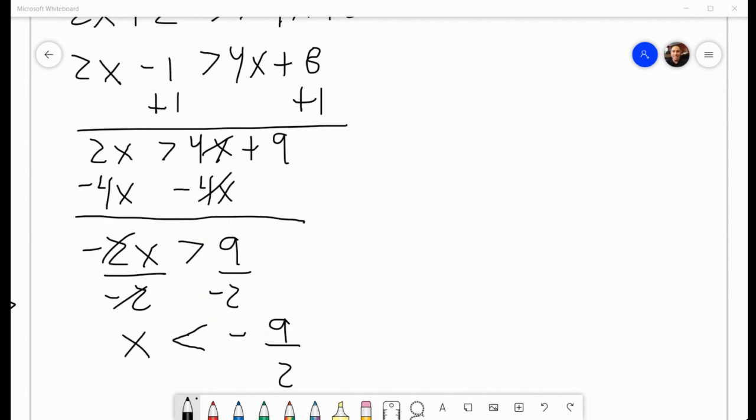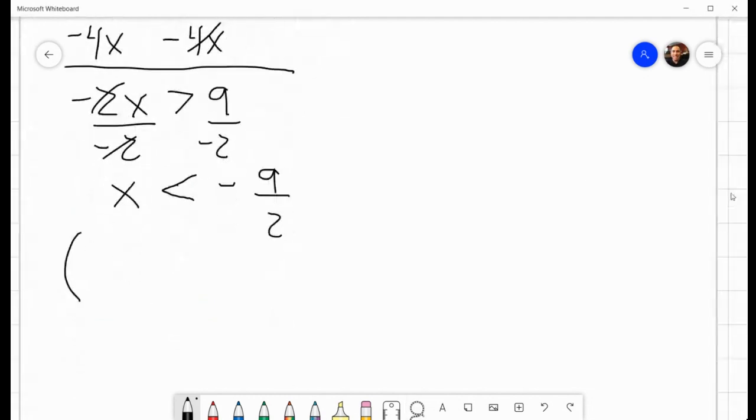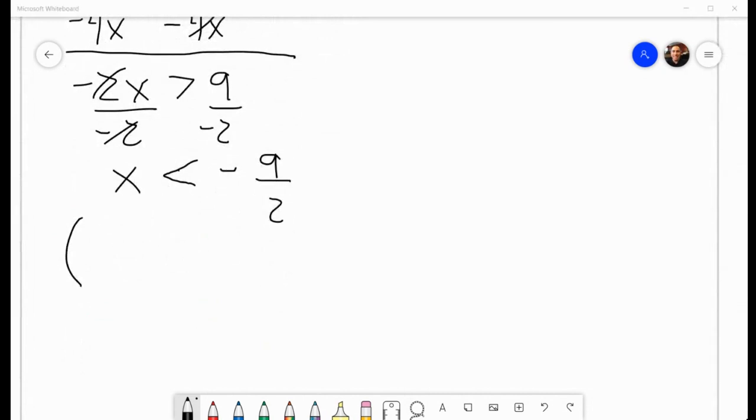Now, as an interval, since x is less than, oh wait, they can't see that. There we go. Since x is less than this, we have x is minus infinity, comma, and then we have minus 9 over 2. Again, minus infinity on the left. Why is that? Because x is less than this. Like so.